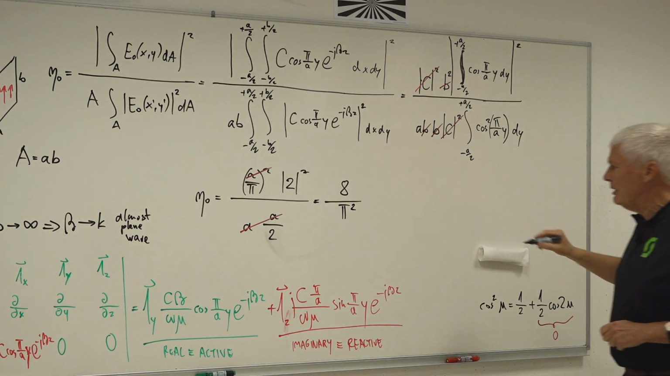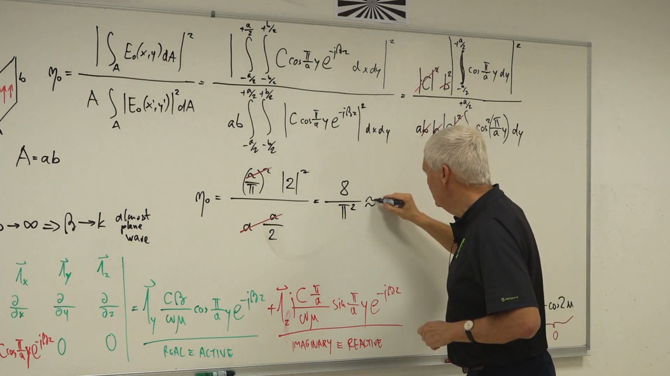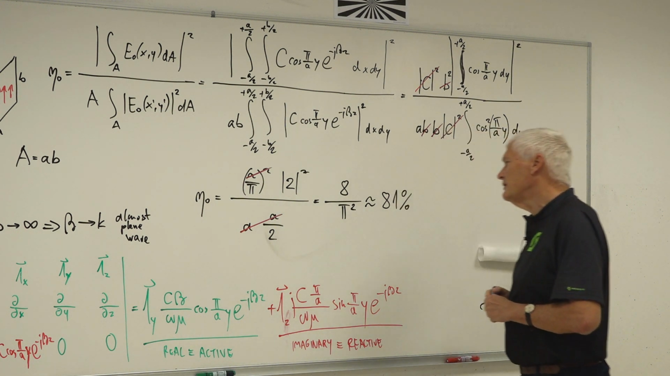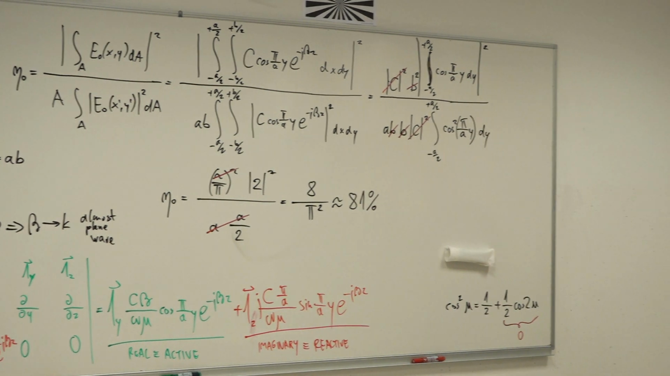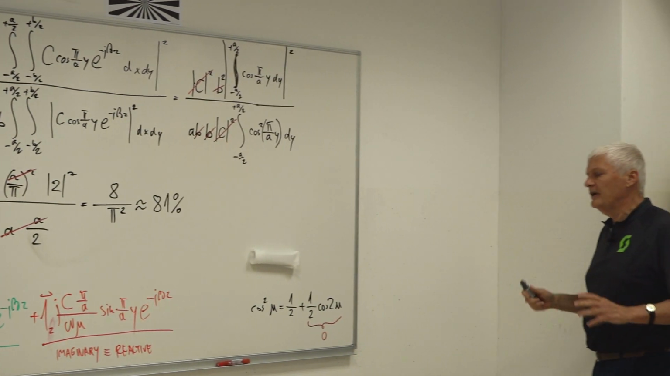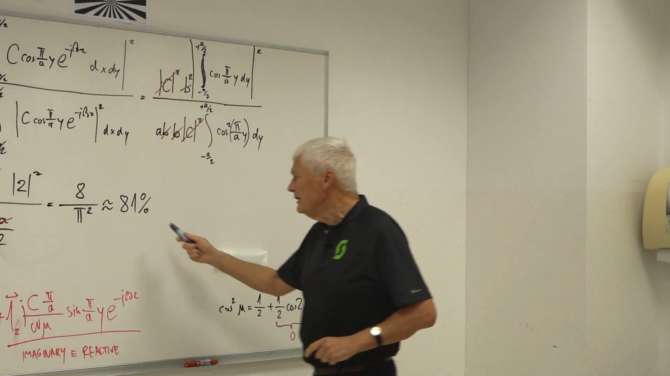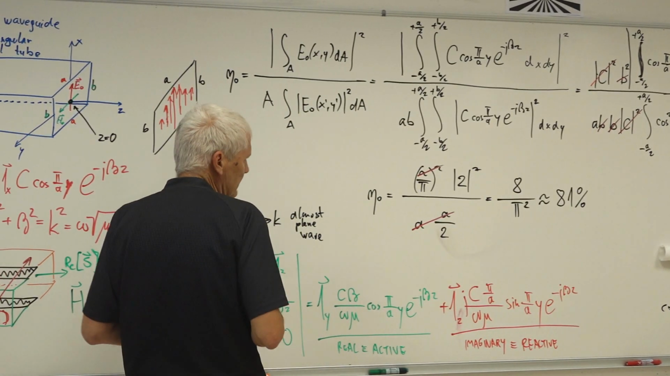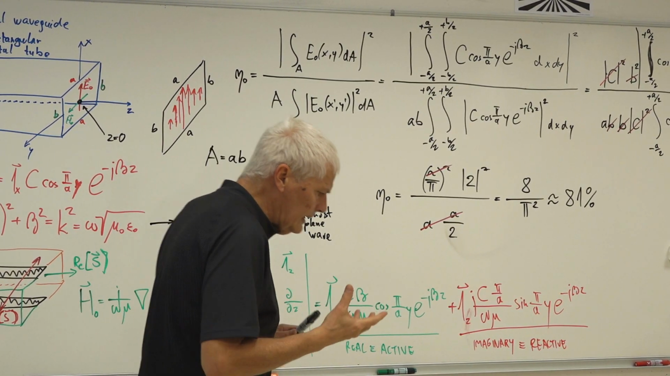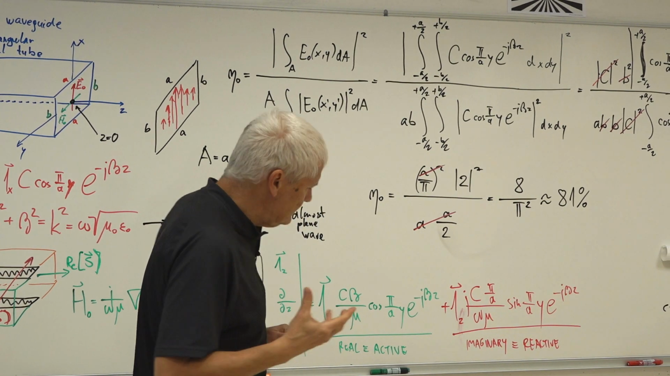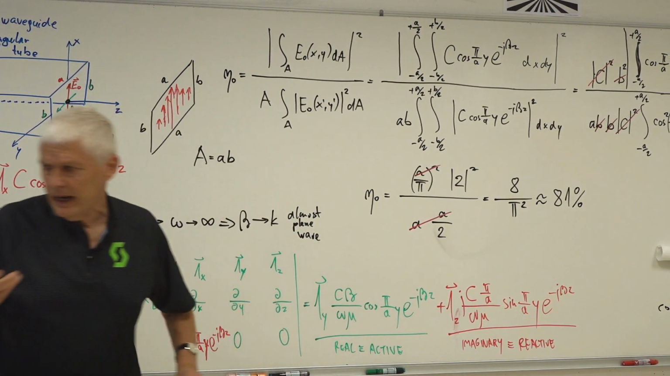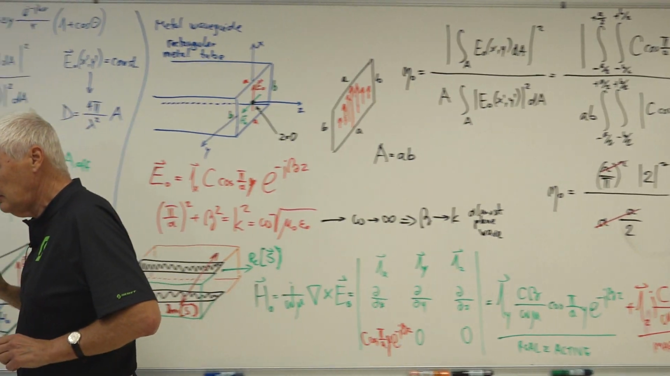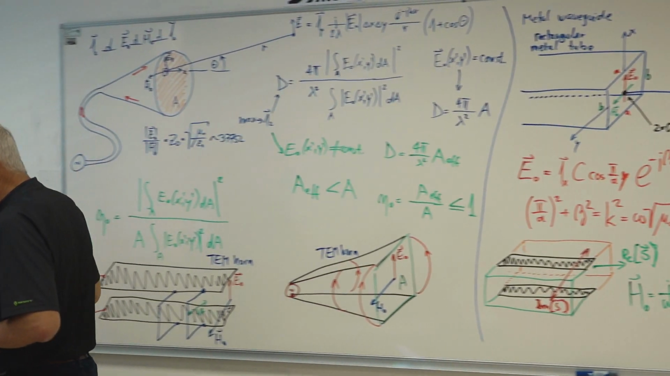And this is approximately 81%. Not so bad. We have an illumination efficiency of an antenna that we really can build that's 81%. So the efficiency of using the area of our waveguide is 81%. This is not power lost.